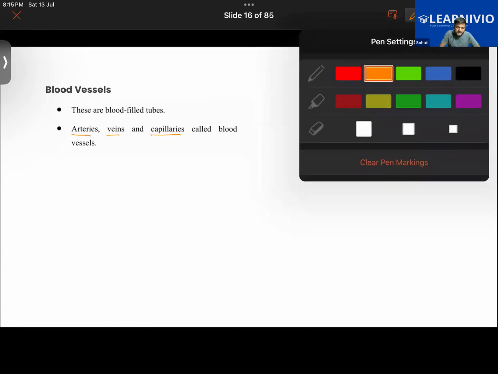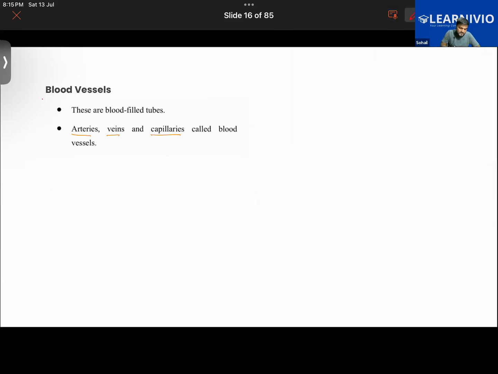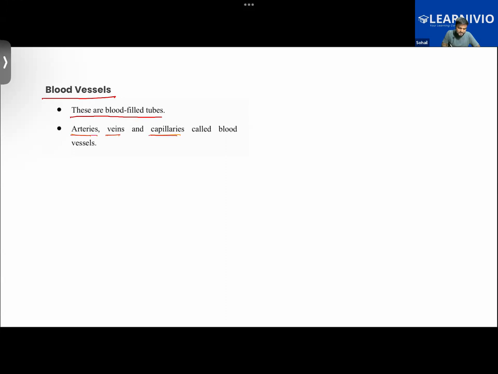All of you keep on writing these things also. Give the heading blood vessels, then write these are blood-filled tubes. Further, arteries, veins, and capillaries. Arteries, veins, and capillaries are called blood vessels.